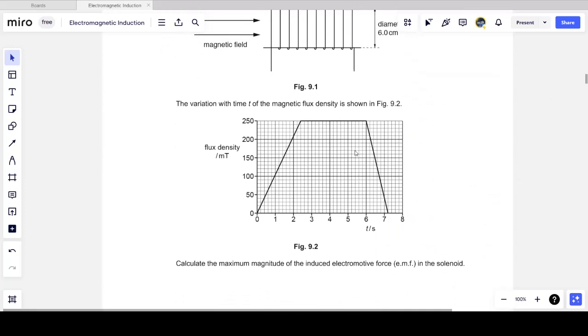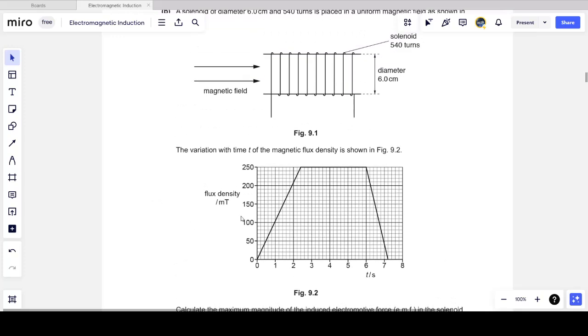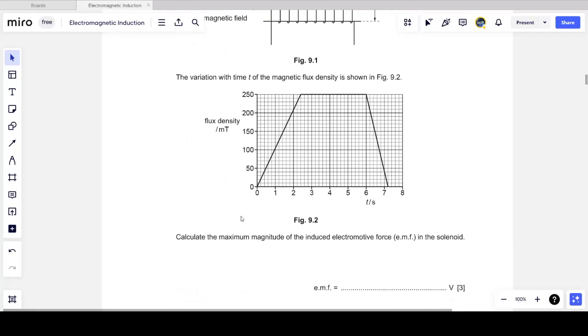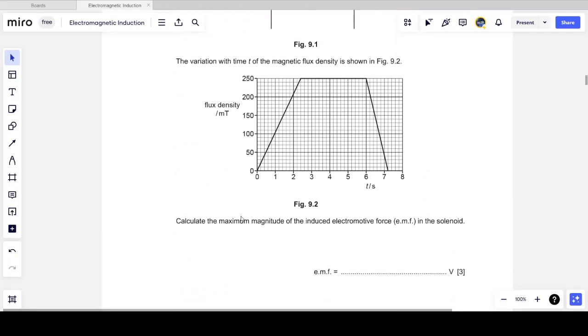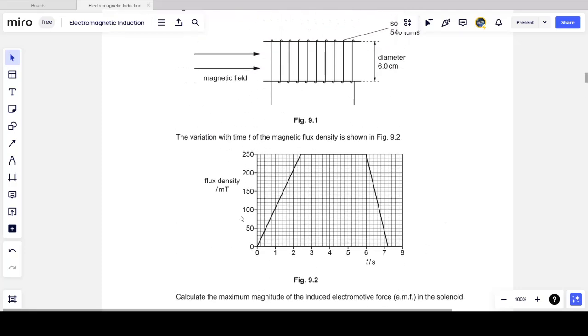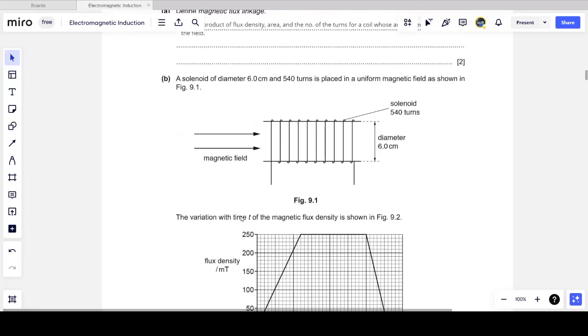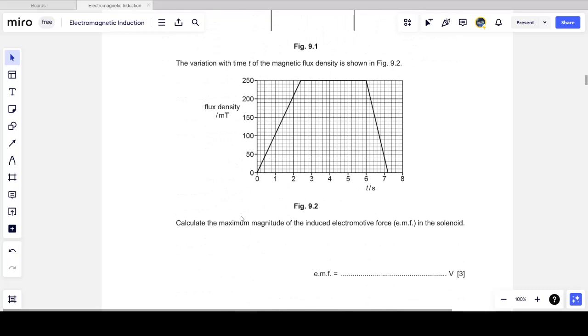Now the variation with time of the magnetic flux density is shown in the figure. So this field is keeping a constant direction but changing in magnitude, changing in size. So it's getting stronger and weaker. And we are asked to calculate the maximum magnitude of the induced EMF in the solenoid. So there's an EMF induced in the solenoid because there's a magnetic field that's moving into the area of the solenoid and then changing in magnitude. Since it's changing, it will induce an EMF. It will cause current to flow in this coil.